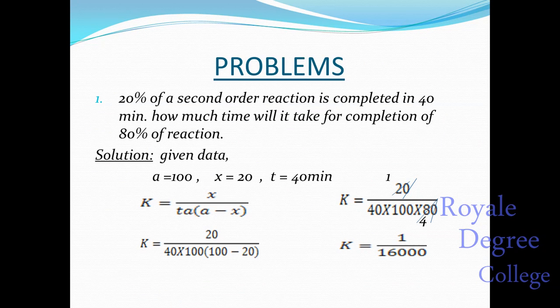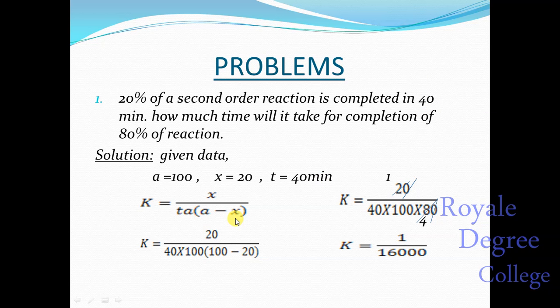Now we will see the problem, girls. First problem we'll see: 20% of a second order reaction is completed in 40 minutes. How much time will it take for completion of 80% of the reaction? We'll see the solution. Given data: A is, what is A? Always the initial concentration of the reactant will be 100. So A is nothing but the initial concentration, that we are taking as 100. Then X is 20. That is, 20% of the second order reaction is completed in 40 minutes. How much time? 40 minutes.